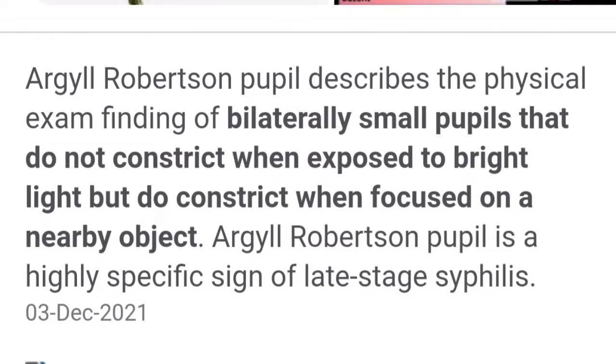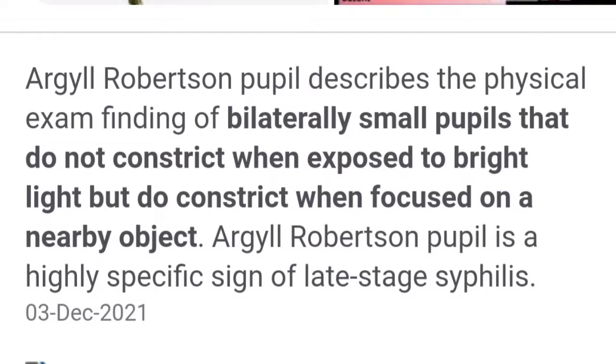Let me explain it with the help of the definition first. You can see the Argyll Robertson Pupil definition. Argyll Robertson Pupil is described as the physical examination finding of bilaterally small pupils. So what will be the size of the pupils? It will be very small and they do not constrict when exposed to bright light. So whenever you put bright light on the pupils, they will not constrict.